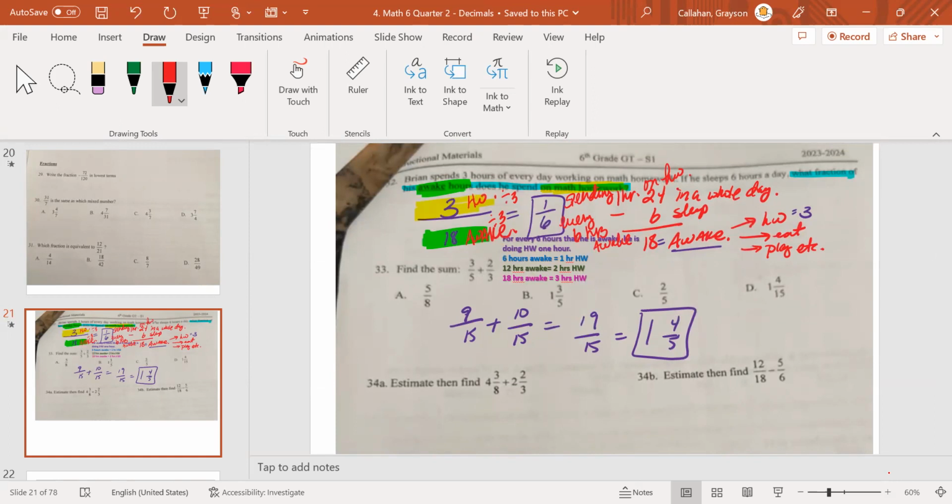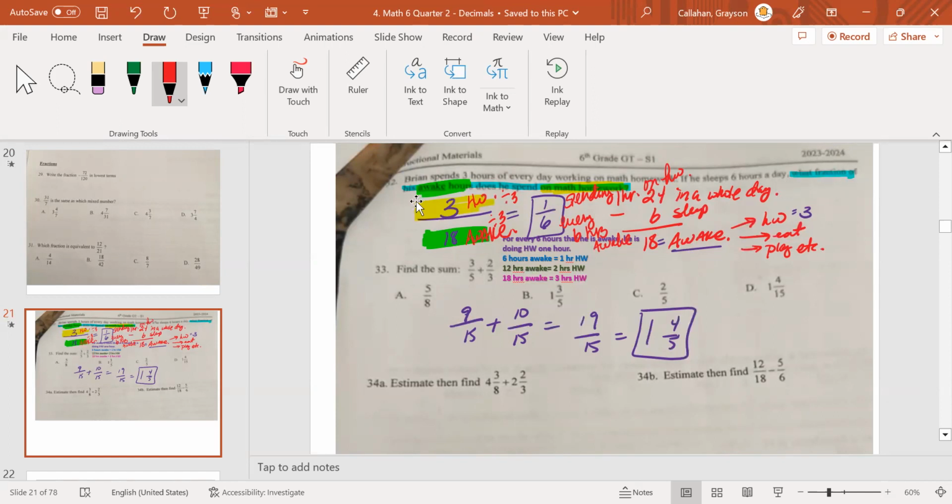All right, so then any questions? You're not dividing it by 3. So there are 24 hours in a day, right? He sleeps 6 hours. 24 minus the hours that he sleeps equals the number of hours that he's awake. So in this case, it's 18, right? 18 is on the bottom, okay?